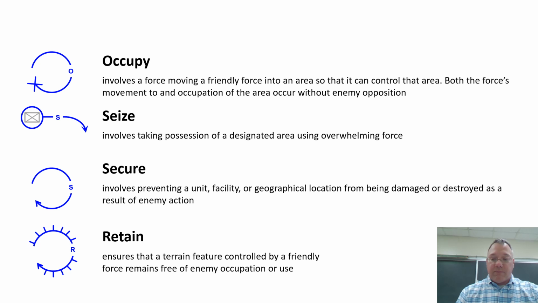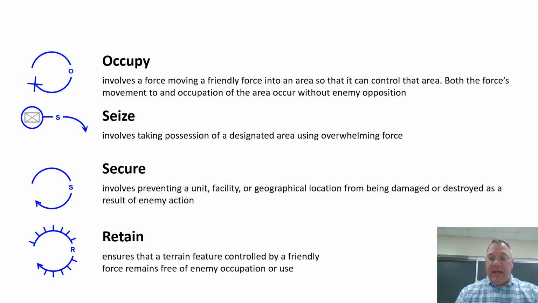Now, securing is terrain oriented, but that's where we want to protect something. And it might not be where we are right now. The key to secure is that we want to stop the enemy from damaging or destroying it. So we want to secure that location so that they don't cause damage on it. Now that might mean that we're not there. We just prevent the enemy from causing damage.